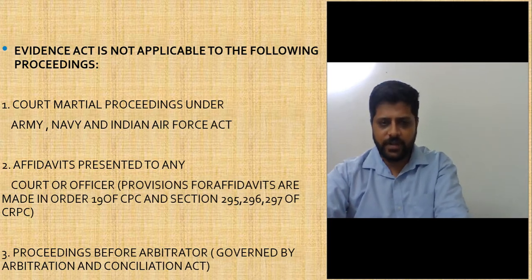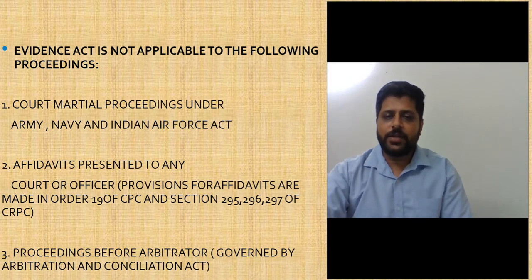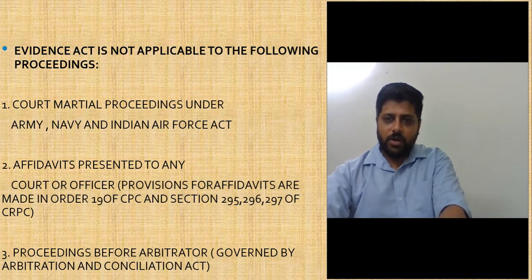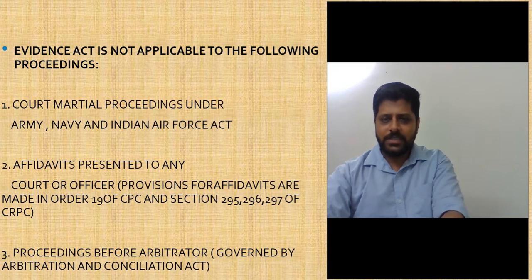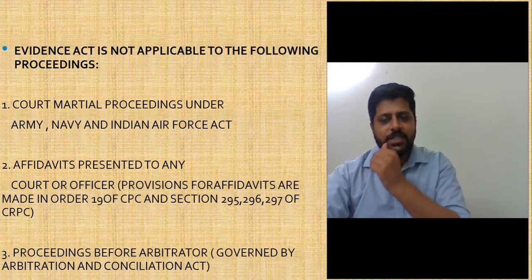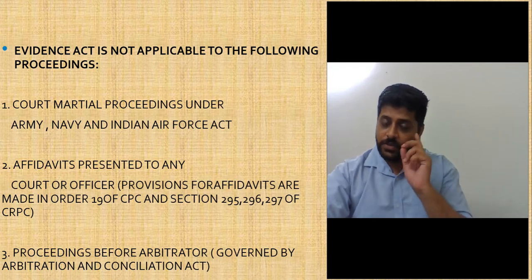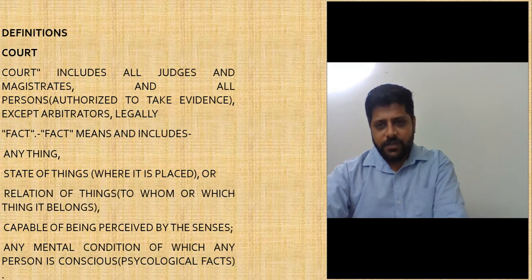The third category is proceedings before the arbitrator. The Evidence Act is not applicable to them because they are governed by their own Act, known as the Arbitration and Conciliation Act, and they are not covered under the definition of judicial officer, or the judge. Now moving further, you see the different definitions.